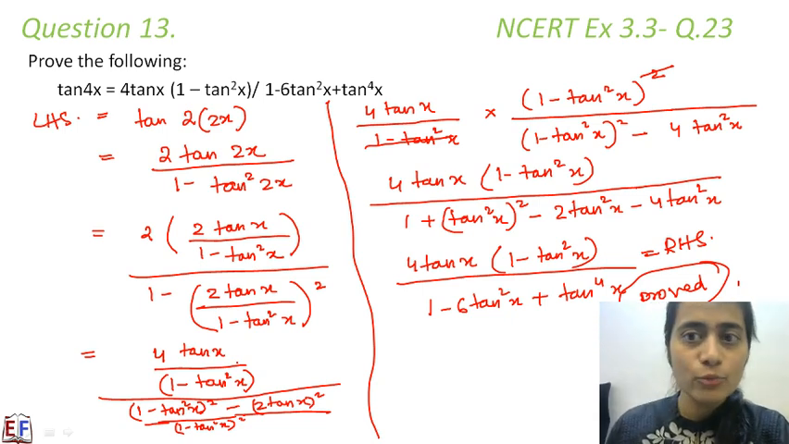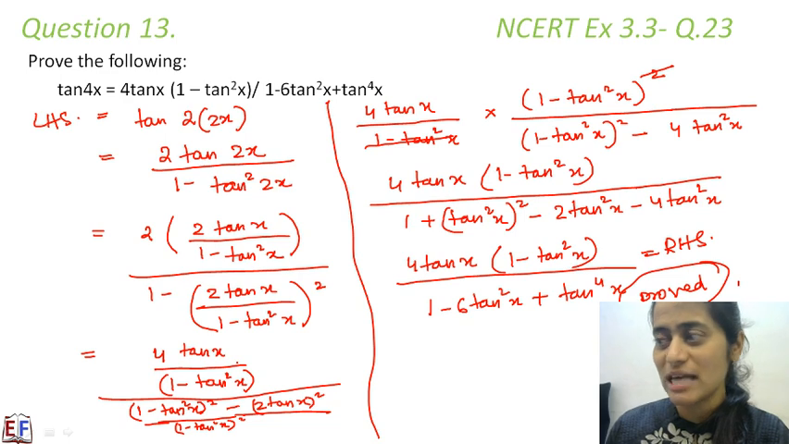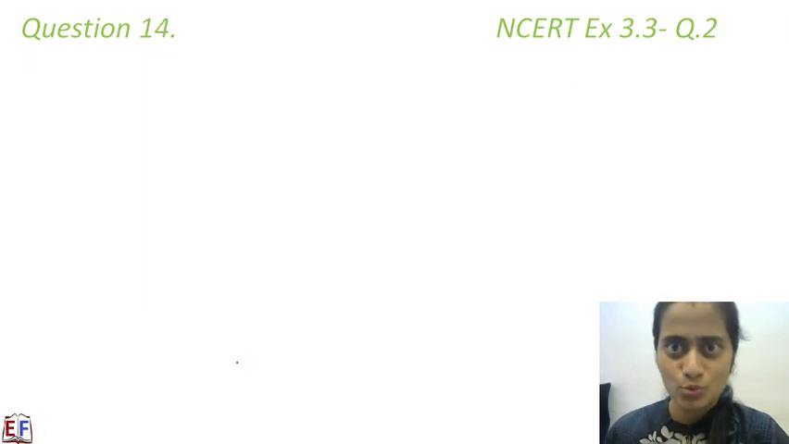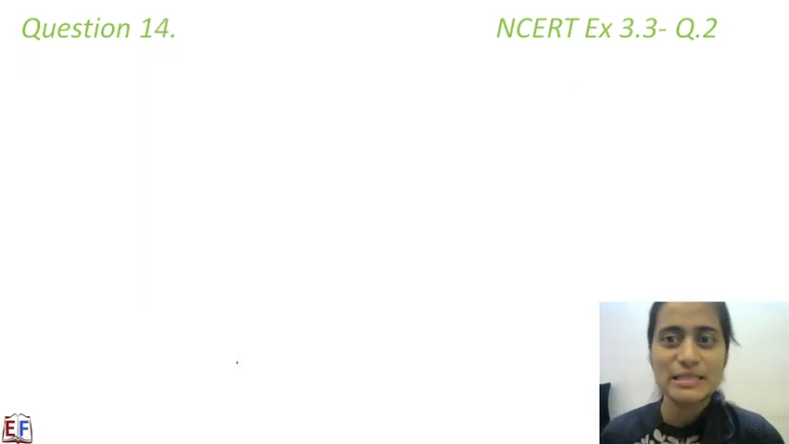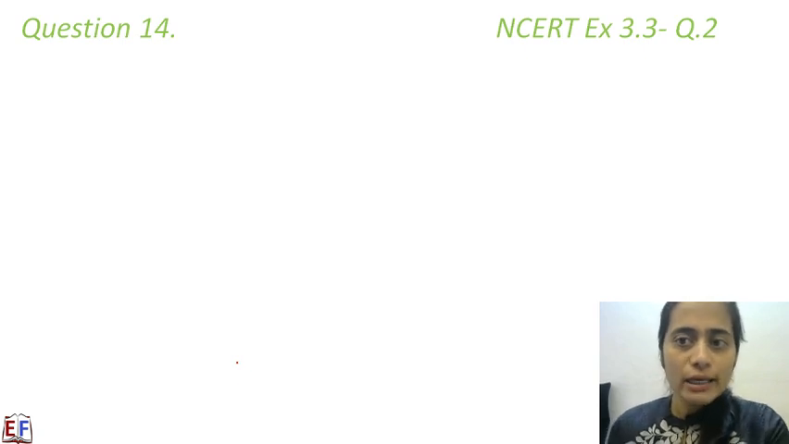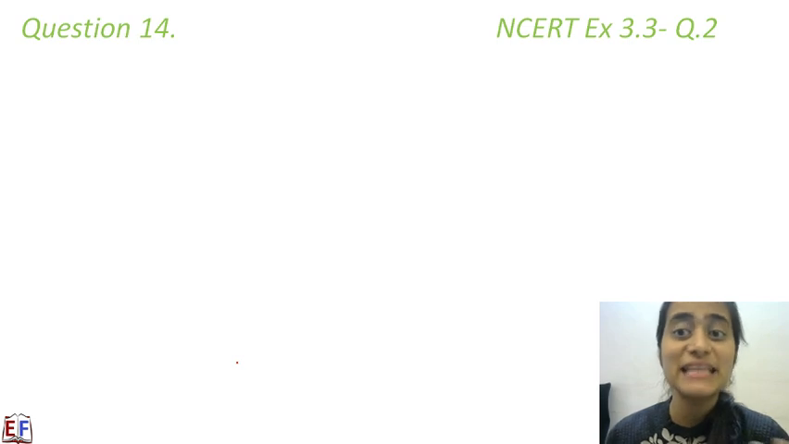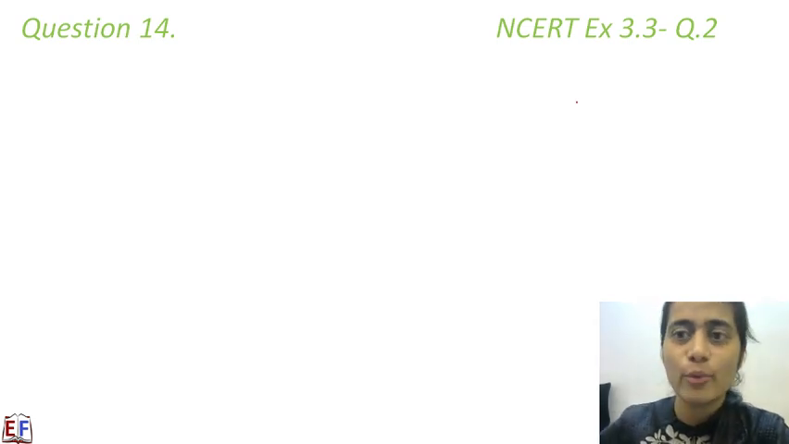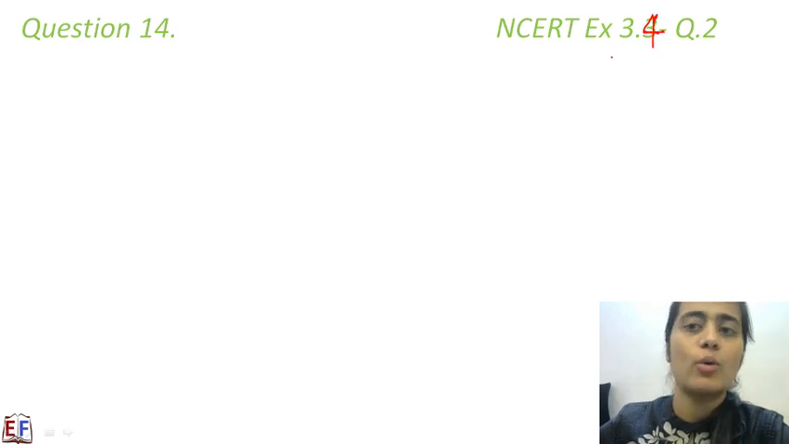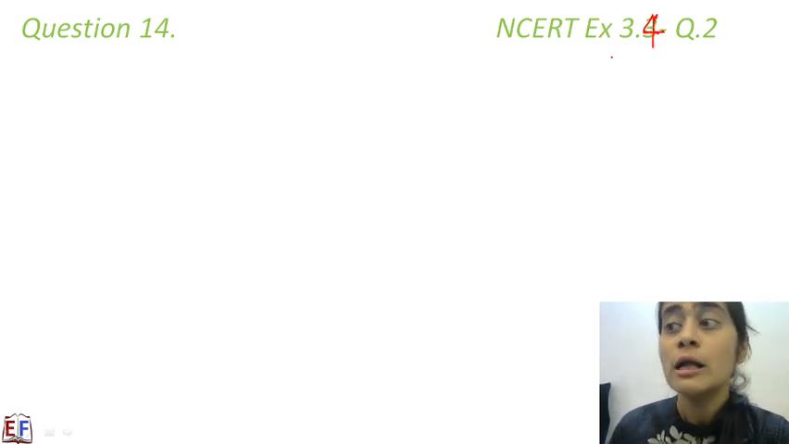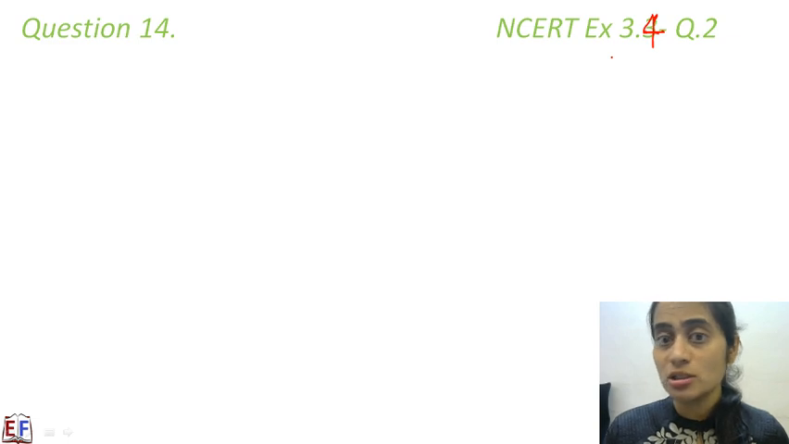So let's move on now. Now we are not left with too many questions. However, we are running short of time, but I just want to complete this and I will complete this. So now we are moving ahead with the next exercise, which is exercise 3.4. And here I have mistakenly written 3.3. This is exercise 3.4. So after solving so many questions on 3.3, I'm sure you'll be able to solve all the other questions.